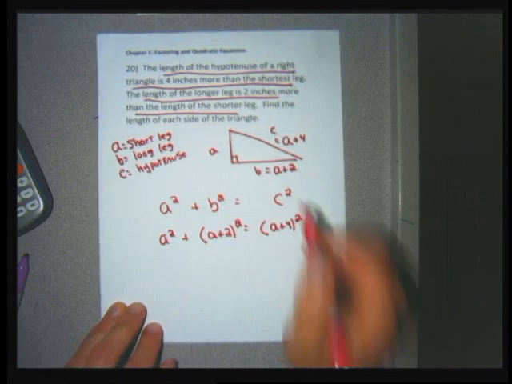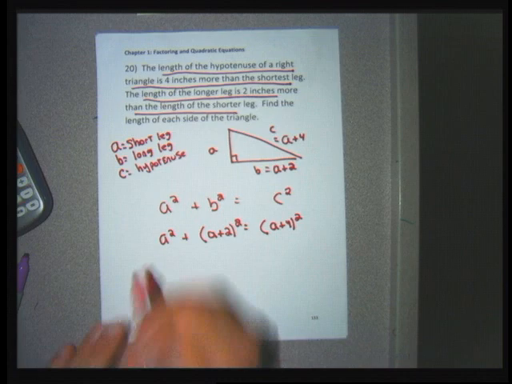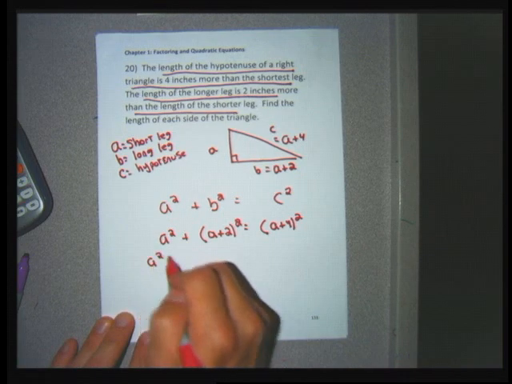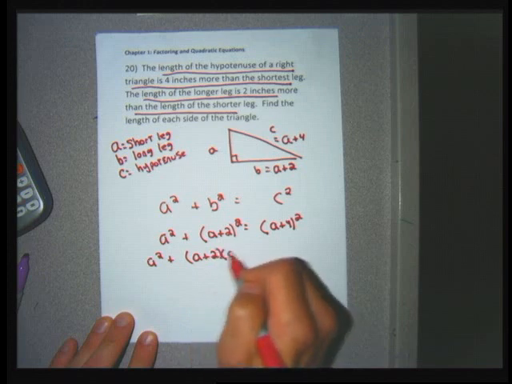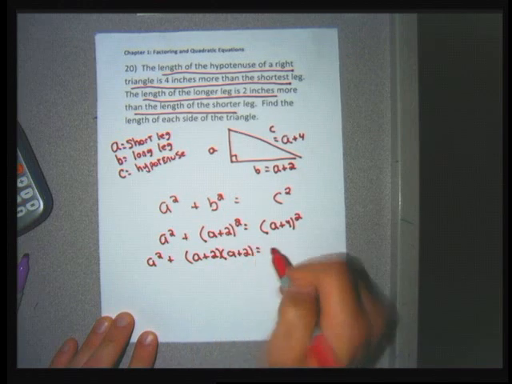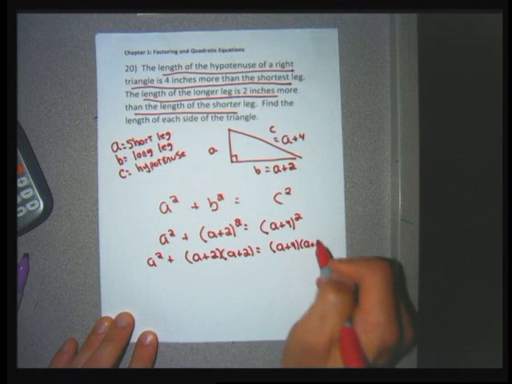This is going to be the most tedious algebra that we've had so far, but it's not going to be a horrible problem when we get done with it all. So I need to clear these parentheses. The first parentheses, A plus 2 squared, I'm going to rewrite it as A plus 2 times A plus 2. The second parentheses, A plus 4 squared, I'm going to rewrite it as A plus 4 times A plus 4.